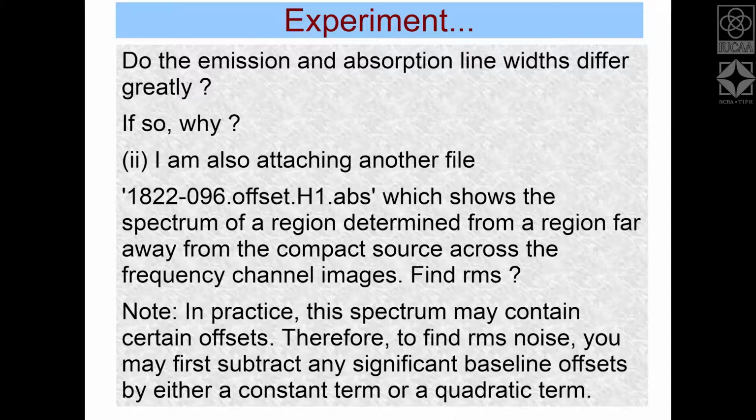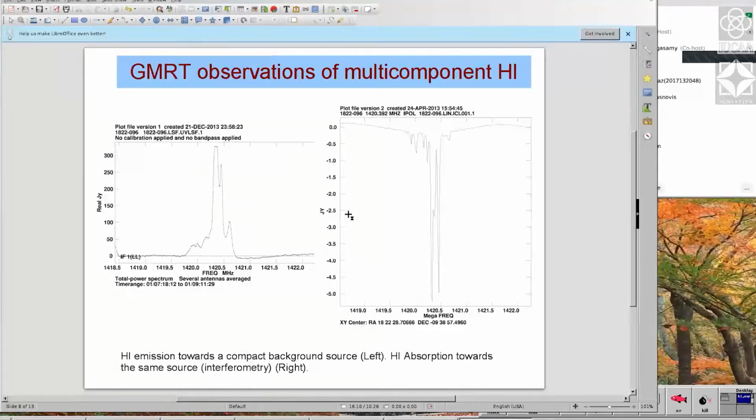The other thing is there is one more file in the drive, which shows the spectrum of a region determined from a region far away from the compact source across the frequency channel images. That means if I am looking at a point source, I can also make an image further away from the point source and see how it looks. There, I have taken the spectrum along that direction. The advantage of that is there is no emission in that direction because the point source is absent. There is no absorption because the point source is absent.